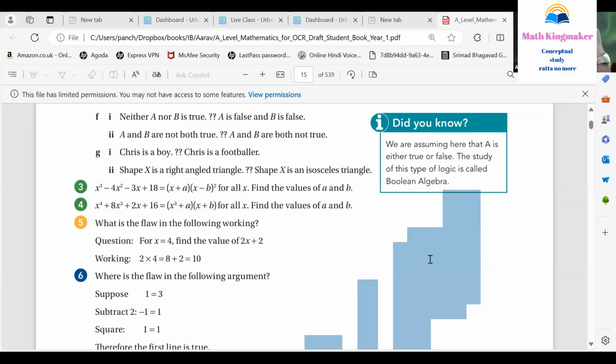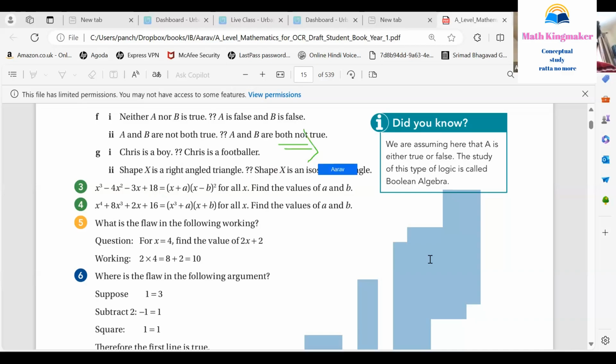Second one: A and B are not both true. Not both true means one can be true, one can be false, right? It's different from both not true. A and B are not both true. A and B are both not true. Not both true: A can be true, B can be false, and A can be false, B can be true, but they are not both true. So it's not like this.